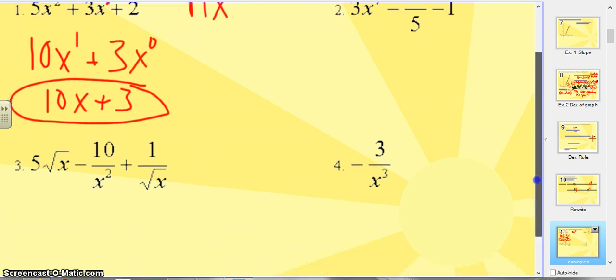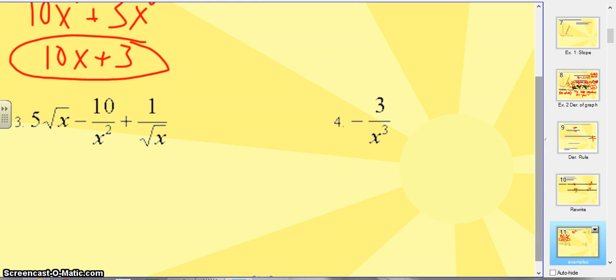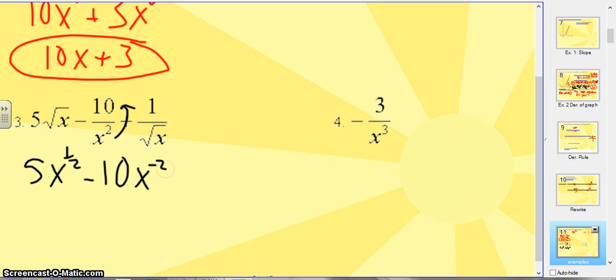Okay, I'm going to do number 3. Before I do anything, I'm going to rewrite this. So this is 5x to the 1/2. Move your exponent up, it'd be negative 10 minus 10x to the -2. And again, this is 1/2, and I want to move it to the top, so it'd be minus x to the -1/2. So I rewrote it first.